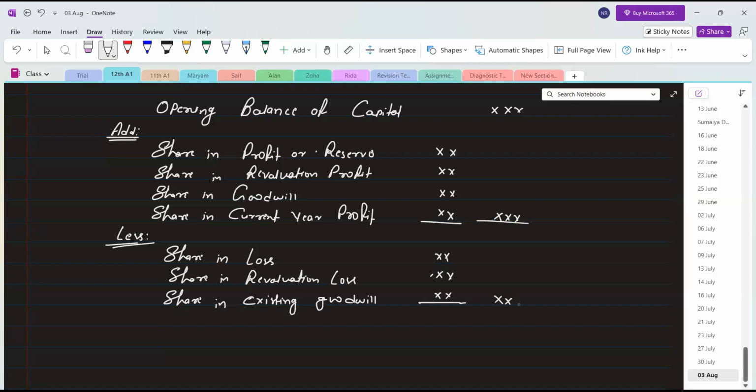In the previous class, we have solved the question also. There are two methods. Current year sales times rate of profit? Yes, that one. So there are two methods. One is time method, and the second one is sales method. Do you remember? Yes, sir. So that is how we have to calculate the share in current year profit.